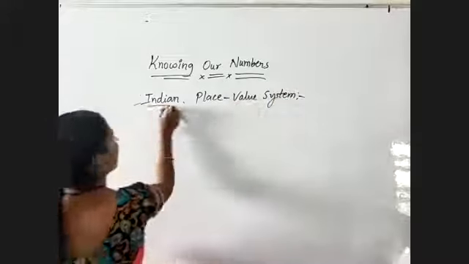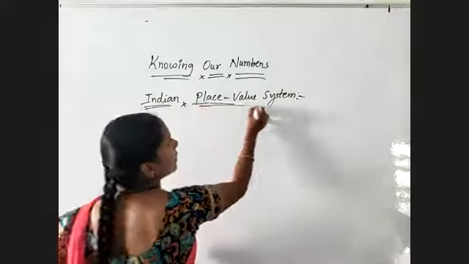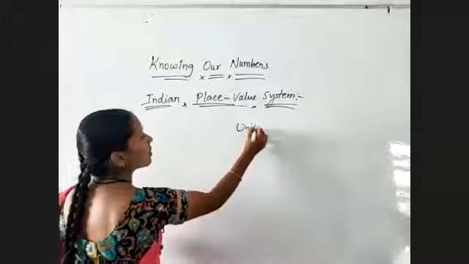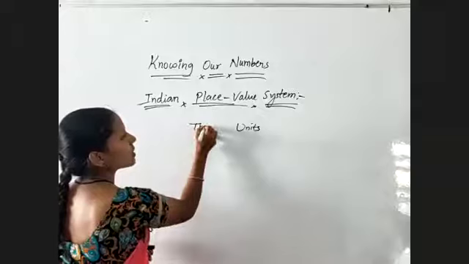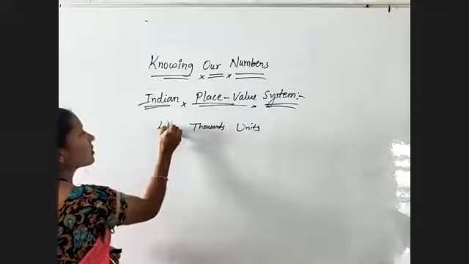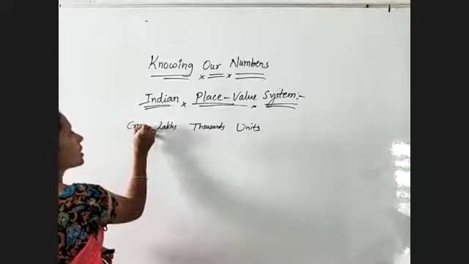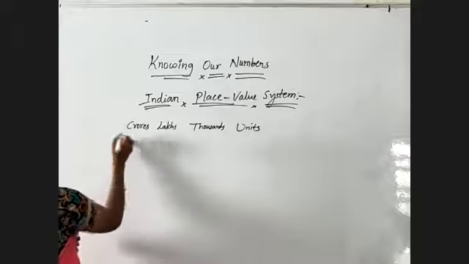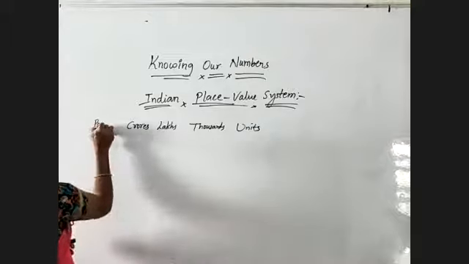So in the Indian place value system, there are four main periods. Those are units, thousands, lakhs, crores. These are the four main periods represented in the Indian place value system.